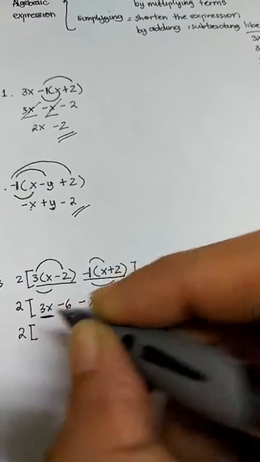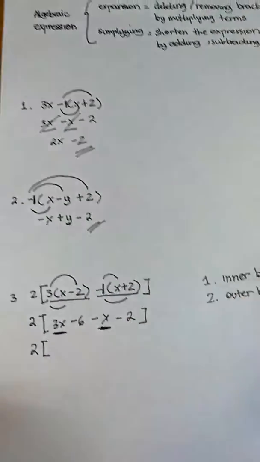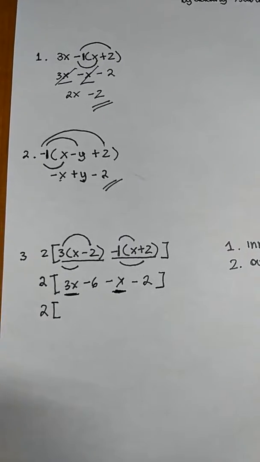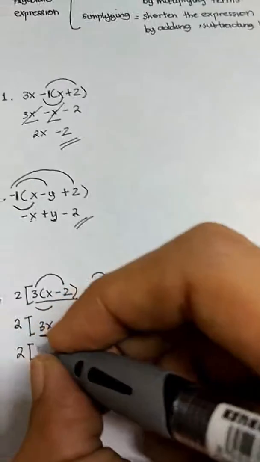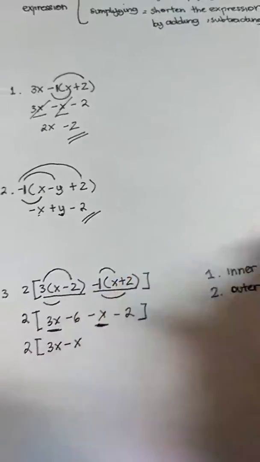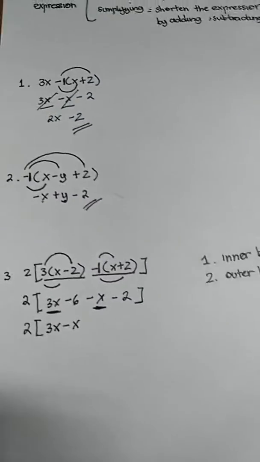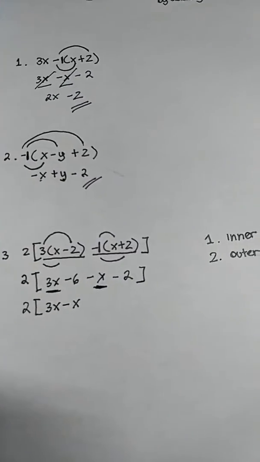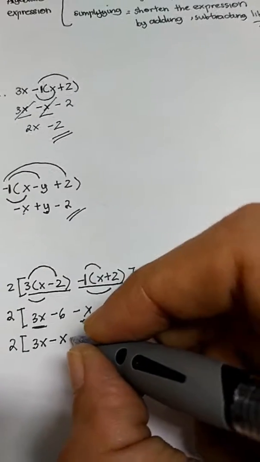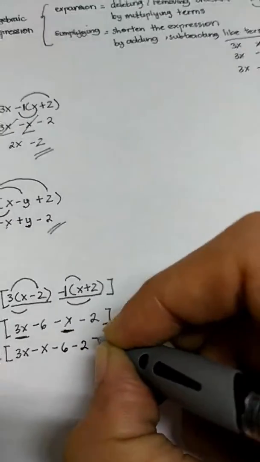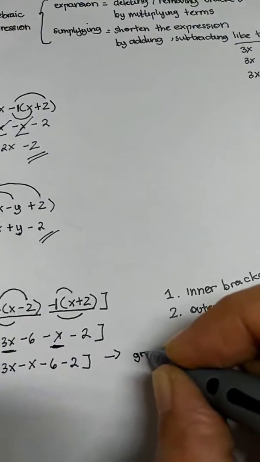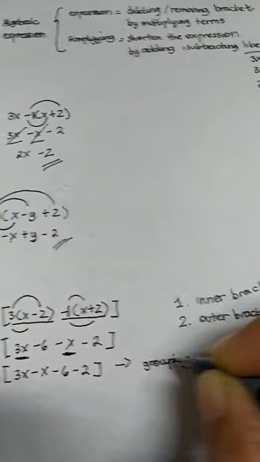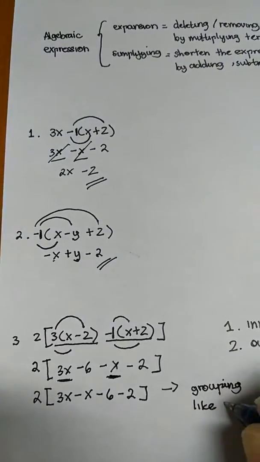Yeah, we can. Why? Because there are like terms there. Look, they are like terms, right? 3x and minus x. Both of them use the same variable x. Now, 3x minus x, like this, done. And then after that, there is another one, a constant. The constant we can add, right? Because both of them are whole numbers. So, minus 6, minus 2. If you want to know, this one is called grouping like terms.